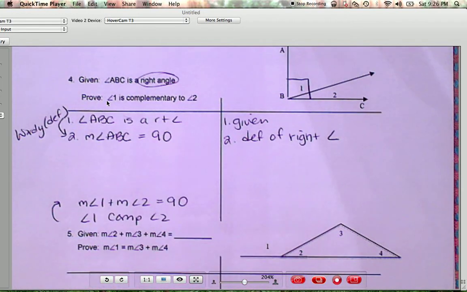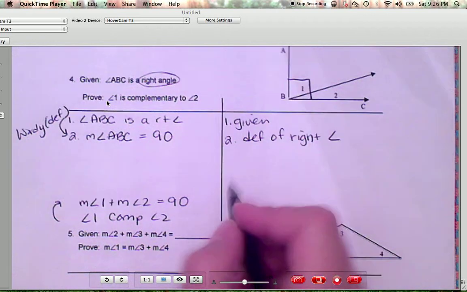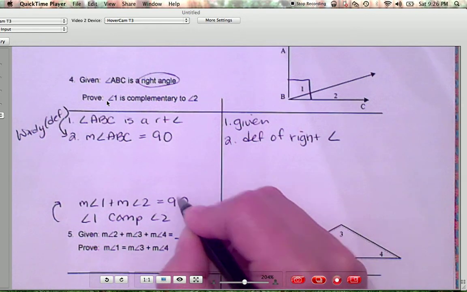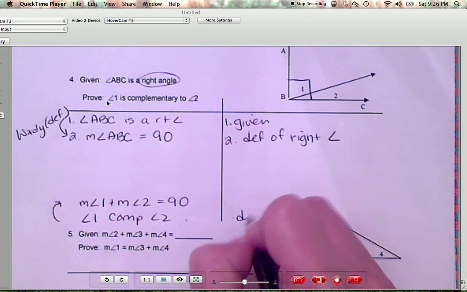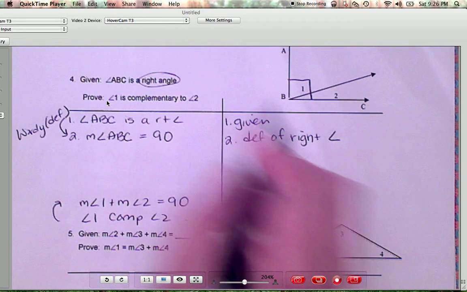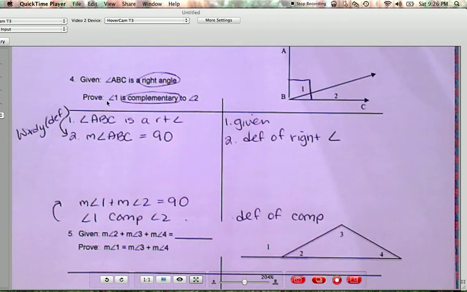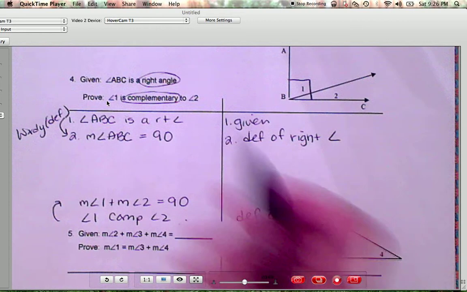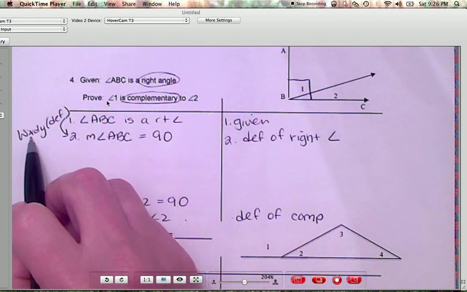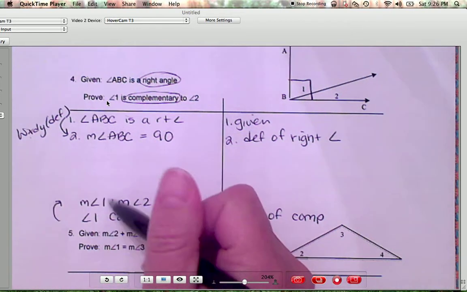And what's that definition going to be? Remember, it goes at the end of the pairing, so it goes down here. Definition of, and what word is it that we see? Complementary. Def of comp is fine. Now, here we are. We undid the wordy statements and we're all done. We did them here, we did them here.